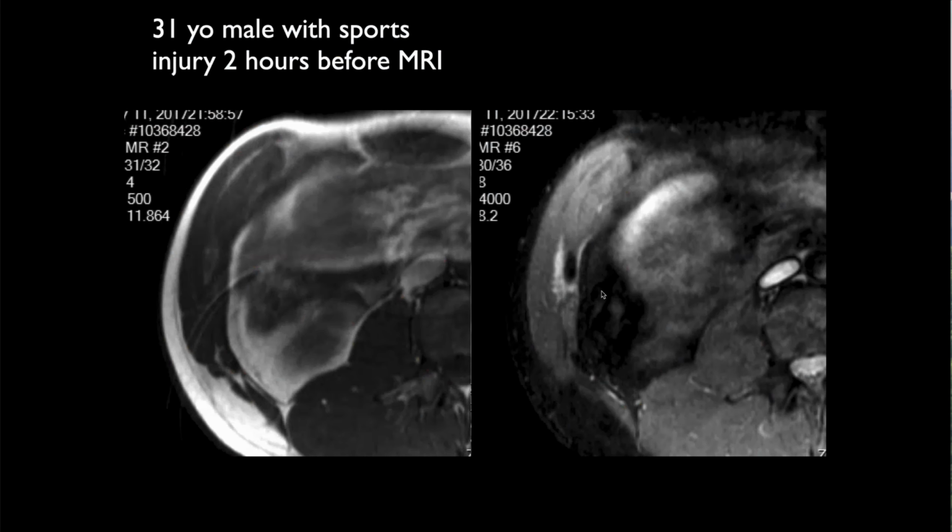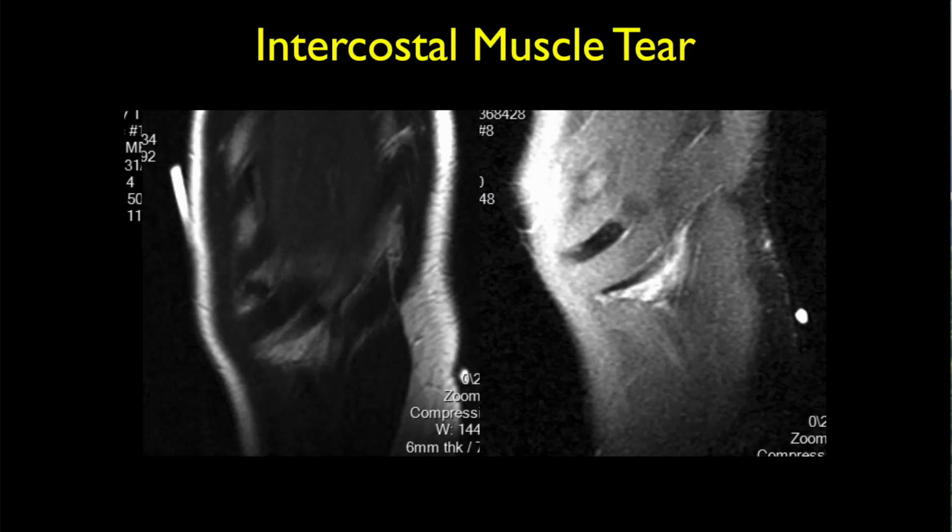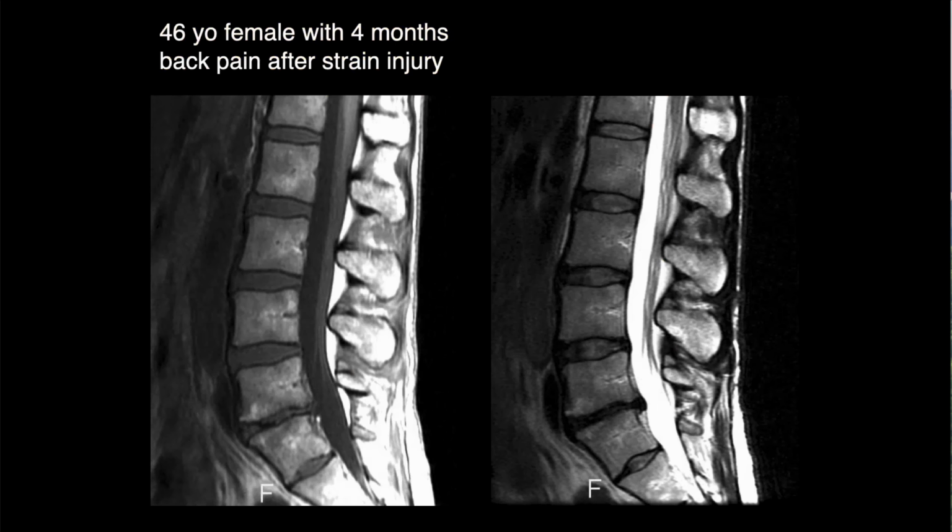All right. Quadratus lumborum. Here are the sagittal images. Oh, transverse ab. Yeah, so this is an intercostal muscle tear, right. So that's one form of trauma in this area that you might see on an MRI of the lumbar spine.